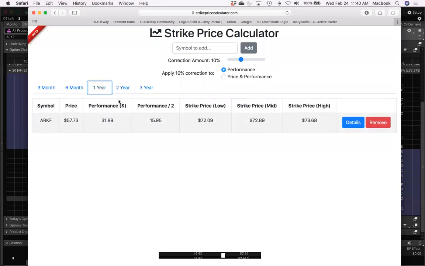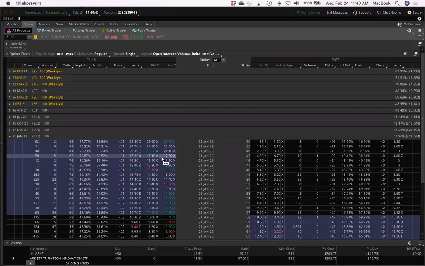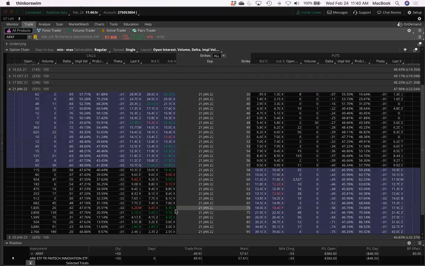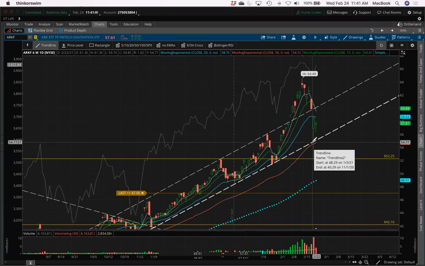If you want to do the 1 year out, let's go to January 2022. Based on the strike price calculator, it's saying buy the 72 or the 73. And obviously that puts you right here at either hopping in at the 70 or the 75 on January 2022. And as with the chart pattern, seeing that it got to 64 and then pulled back, FinTech and ARK ETFs are still great companies that they have in their ETFs, so it's a good selection.